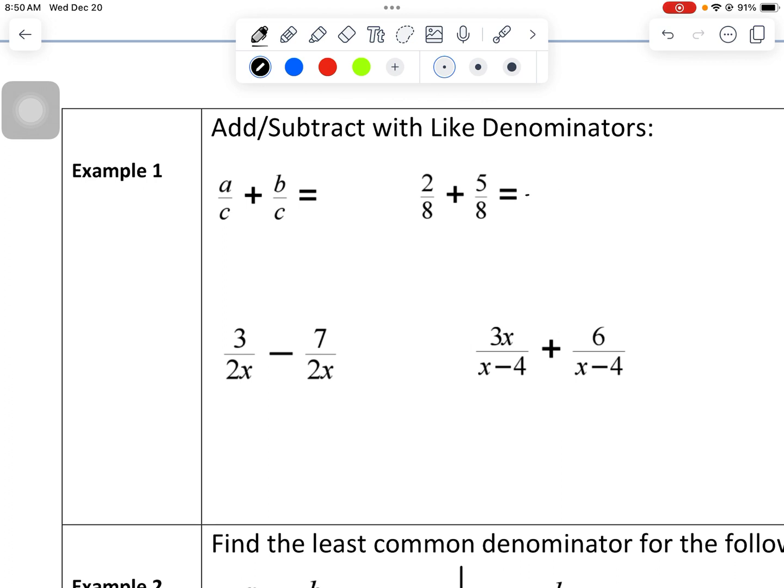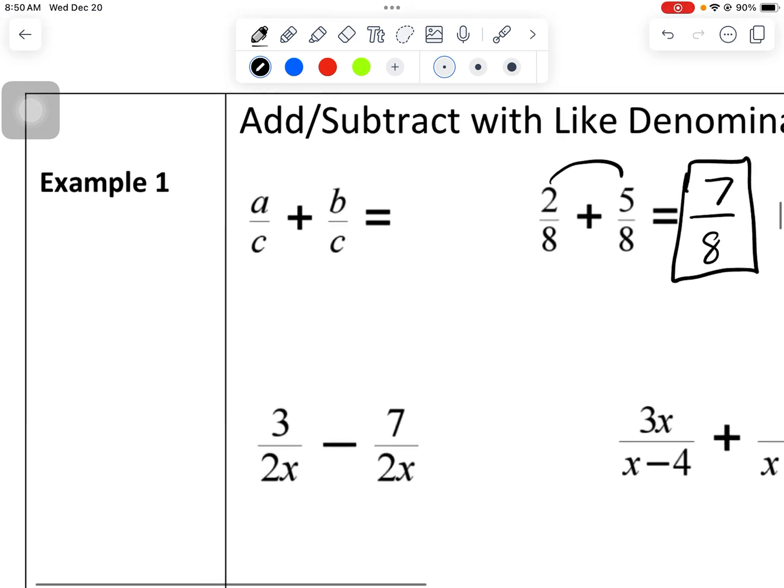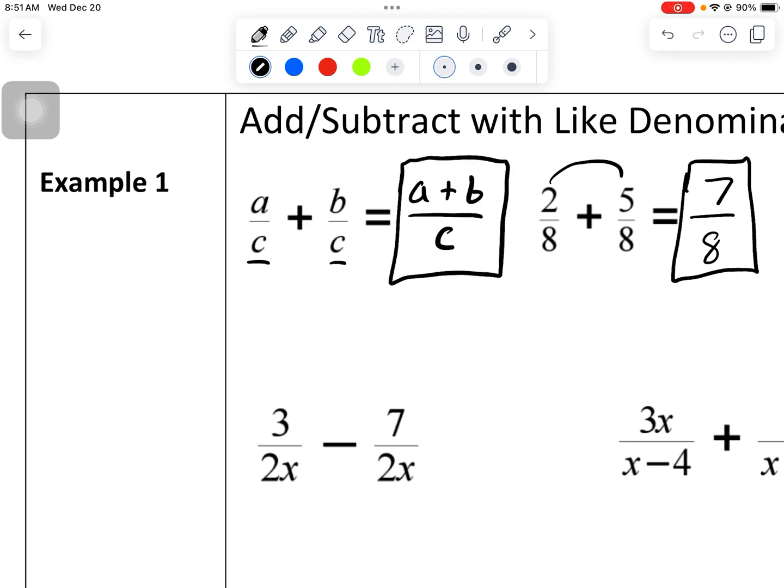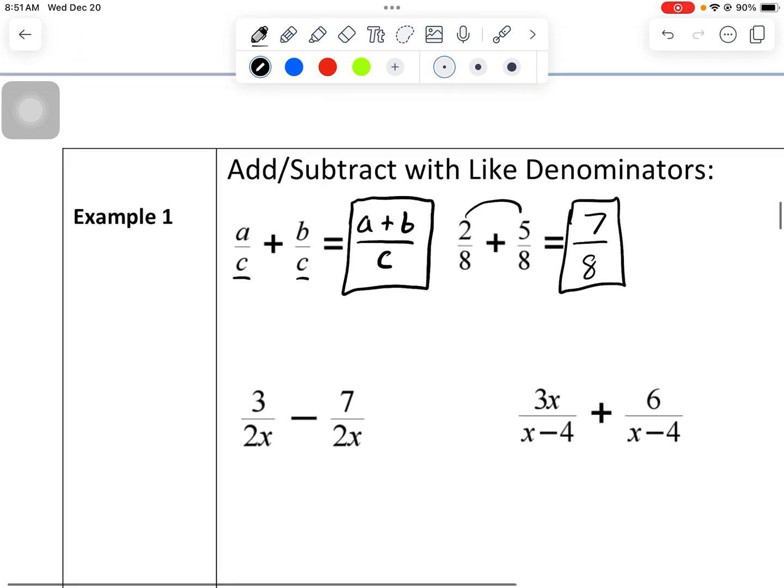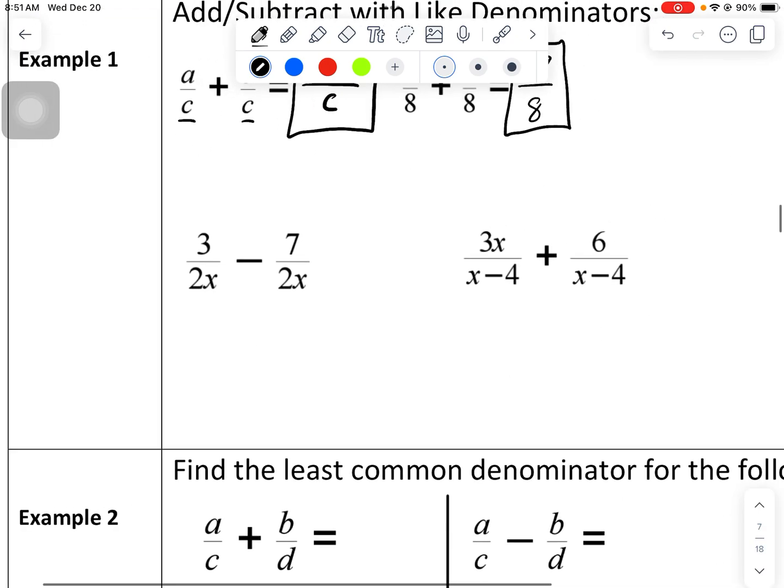If you remember, you keep the denominator the same, and then you only add the numerators, or the top numbers. So in this case, it would be 2 plus 5, which gives us 7. And that's our answer right there. We can even do this when we have variables. So we have c and c as our denominators. So then what we're going to do is add the top parts. We don't know what a and b are, so we're going to leave it as a plus b over c. And we can't simplify that any further, so we're going to leave it like that.